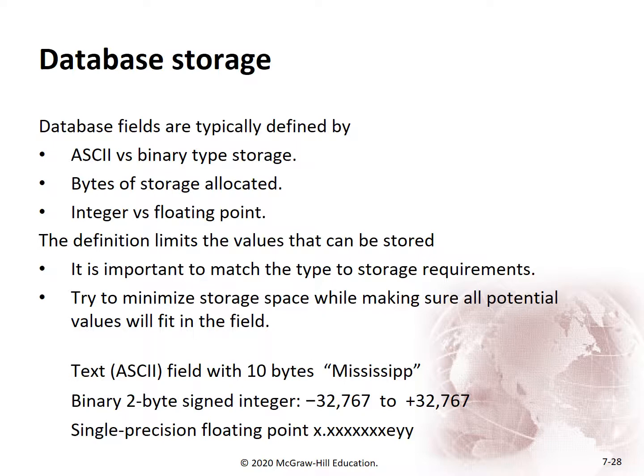It's database storage. There are lots of different fields that you can define: ASCII versus binary, bytes, integers, and floats. These are the sorts of things that you have to think about when you're trying to do stuff. For example, if you're in ASCII, you're limited to 10 bytes, and so with Mississippi, you can't get the entire name in there. You have to be aware of those kinds of things. If you're in a 2 byte binary, signed integers are plus or minus 32,767. Single precision floating point is a scientific notation based limit.